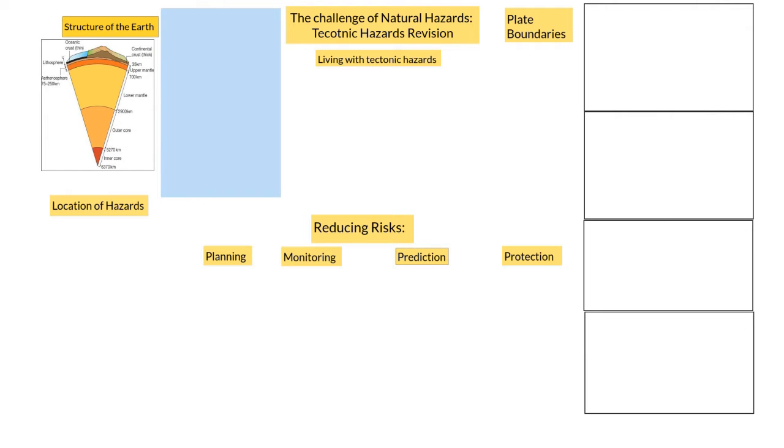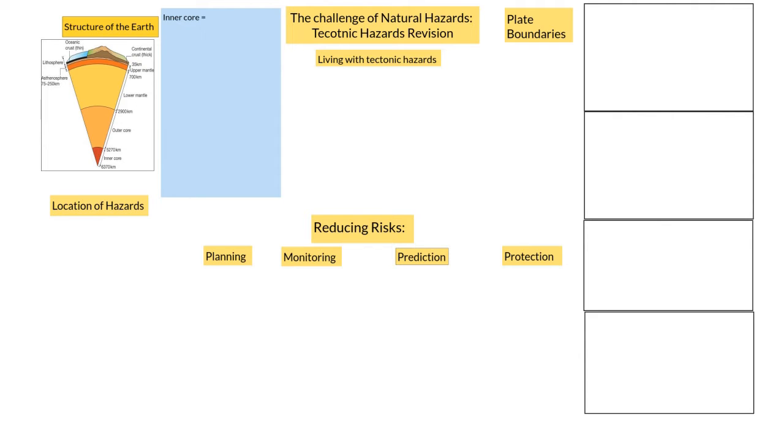Now what we're going to focus on is the structure of the Earth, the location of tectonic hazards, living with natural hazards, the different types of plate boundaries, and how to reduce the risks. Starting with the structure of the Earth. As you know, our Earth is made up of 4 layers, and those are the inner core, the outer core, the mantle, and the crust.